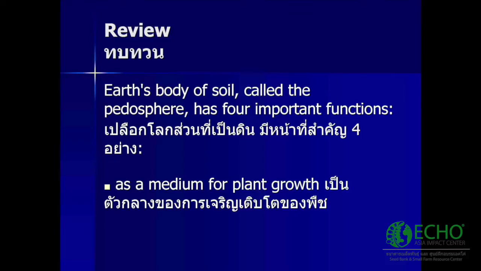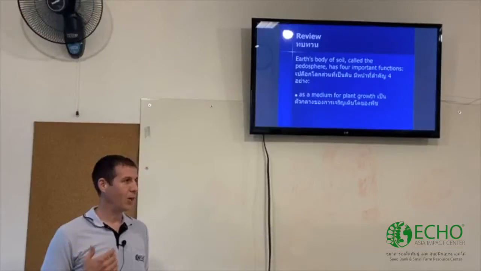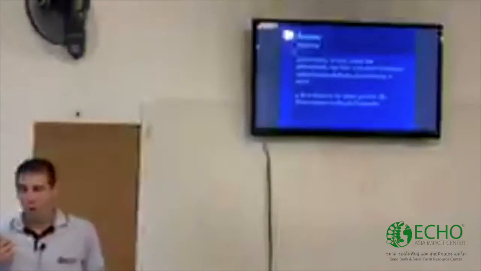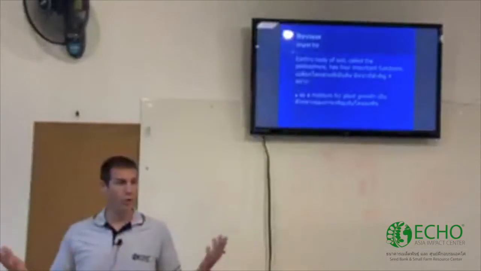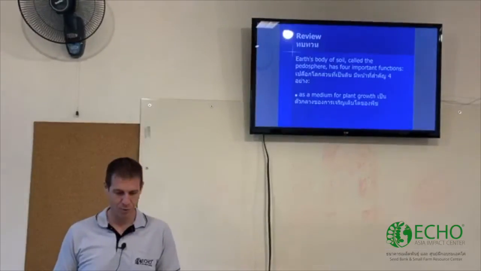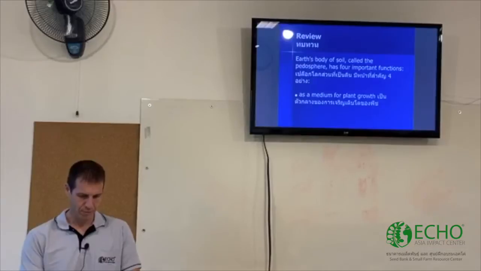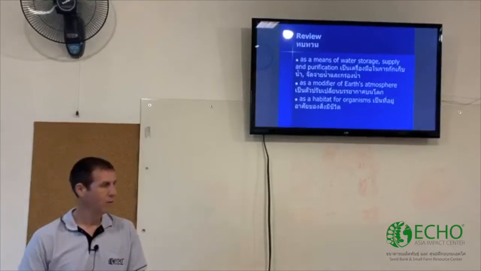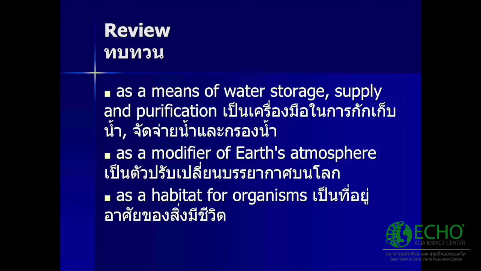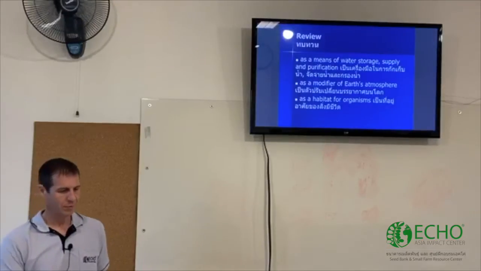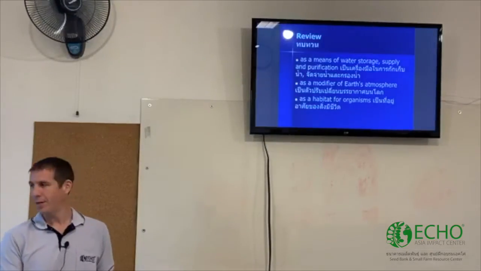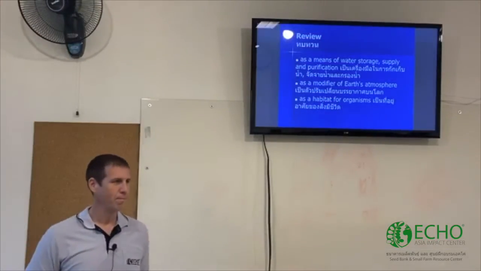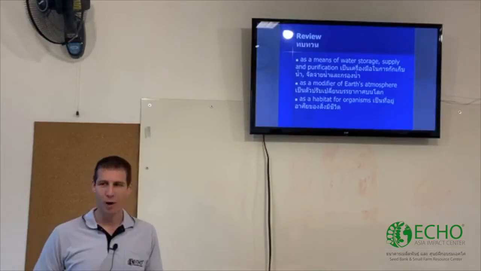Last time we said all of our food, a lot of our clothes, a lot of the wood that we use for houses and furniture all comes from the soil. It stores and purifies water. It modifies the atmosphere. And it's a habitat for organisms. Okay, what are some physical properties of soils?